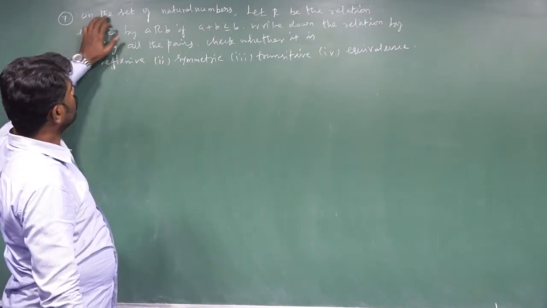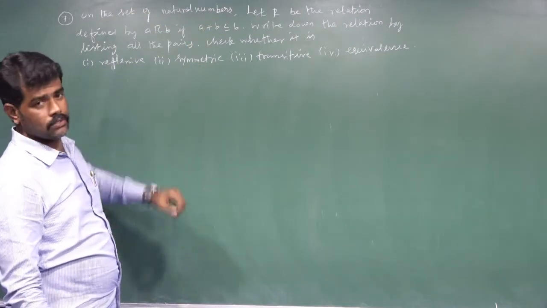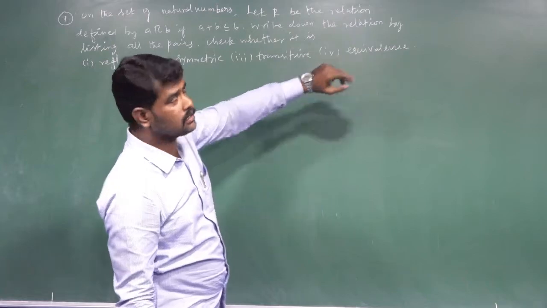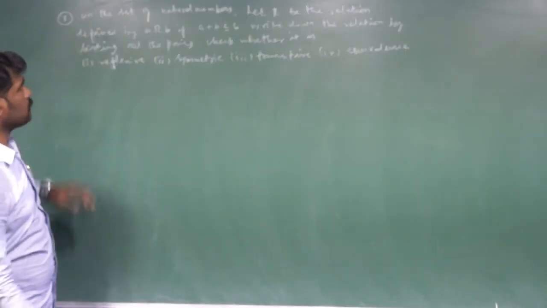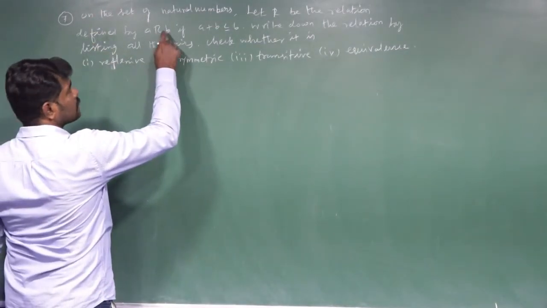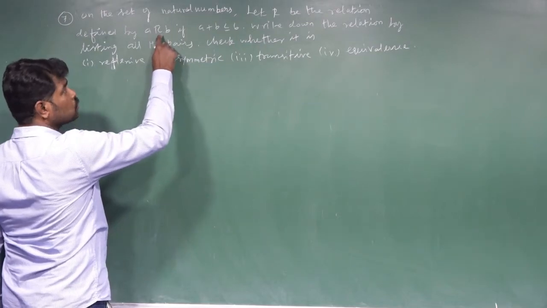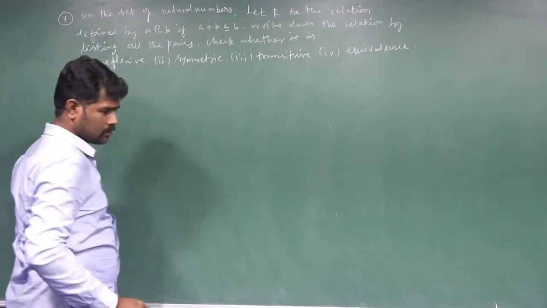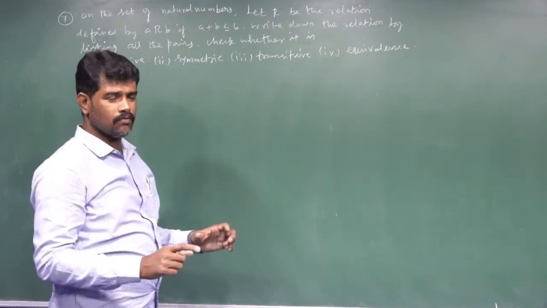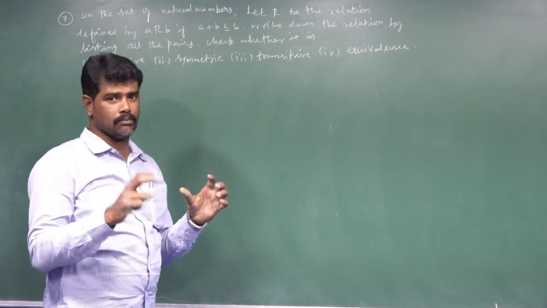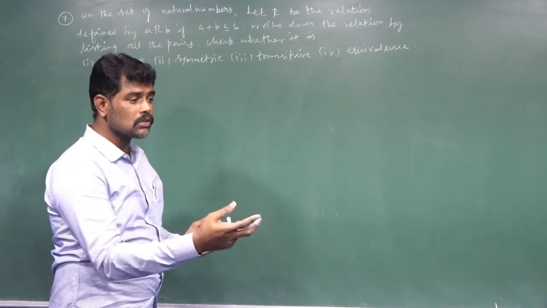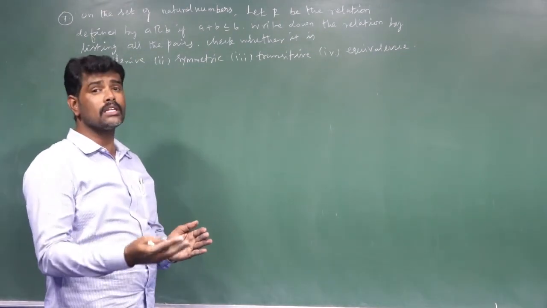On the set of natural numbers, let R be the relation defined by A related to B if A plus B is less than or equal to 6. So here the condition is we can take two natural numbers and the sum should be equal to 6 or less than 6. It cannot be more than 6.